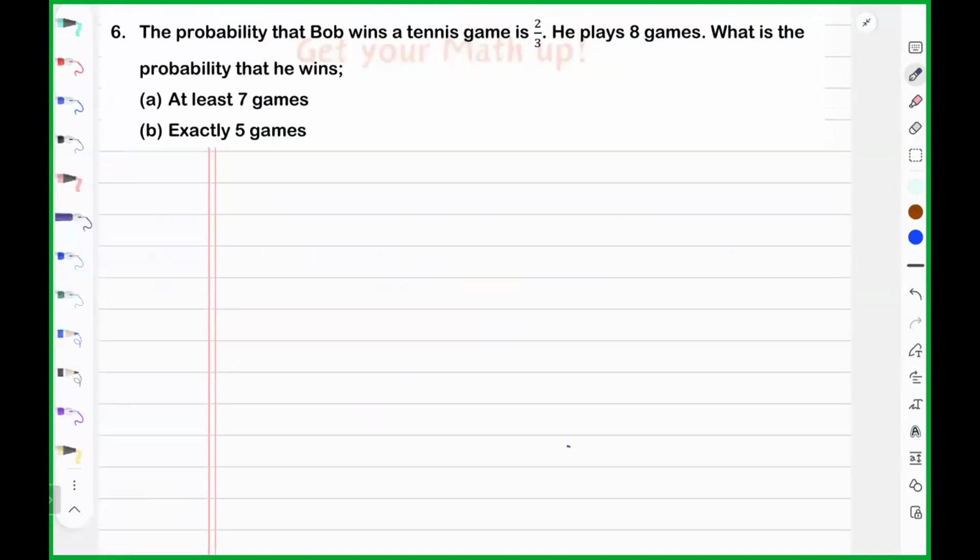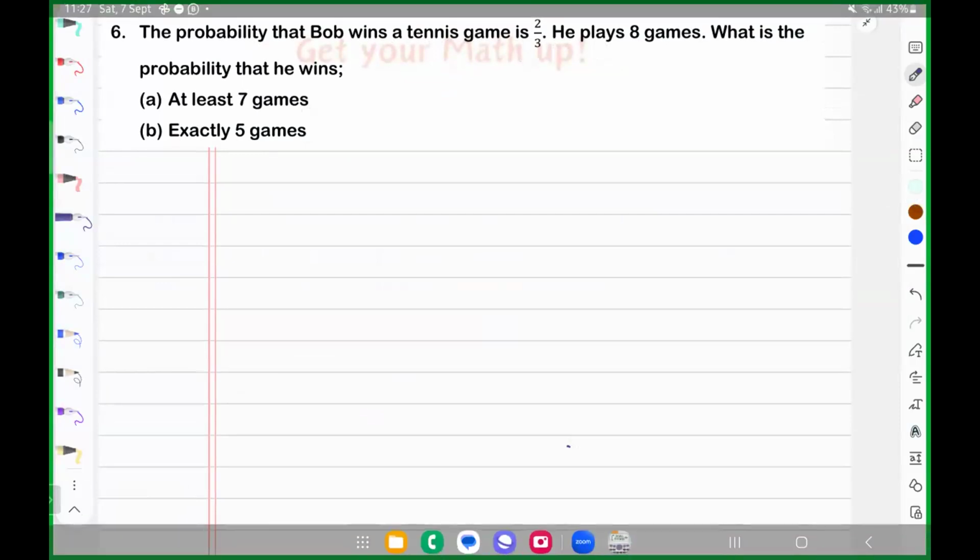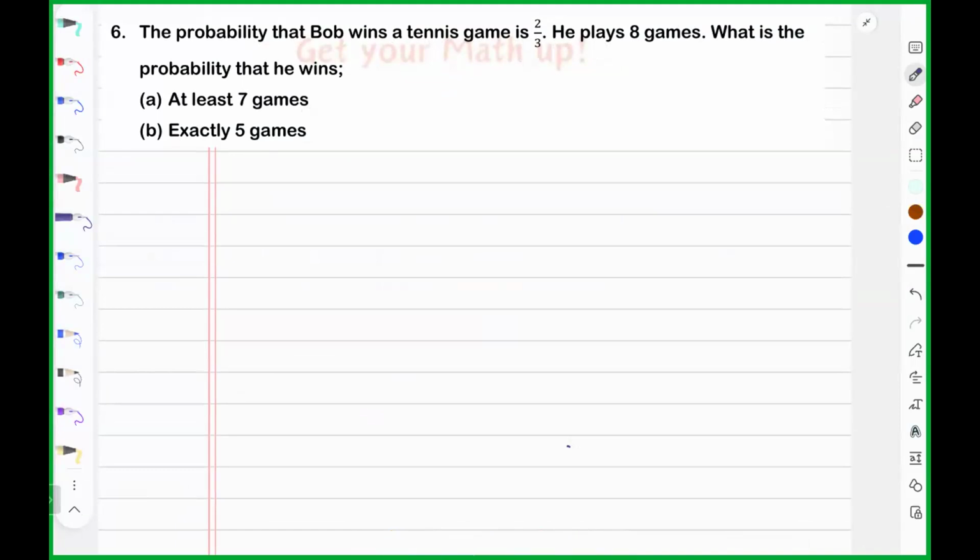Yes, so the question reads, the probability that Bob wins a tennis game is 2/3. When he plays 8 games, what is the probability that he wins at least 7 games, then exactly 5 games? Before you attempt such questions, you have to identify which kind of distribution you are dealing with. Is it binomial? Is it continuous? Rectangular? Or is it just probability theory?